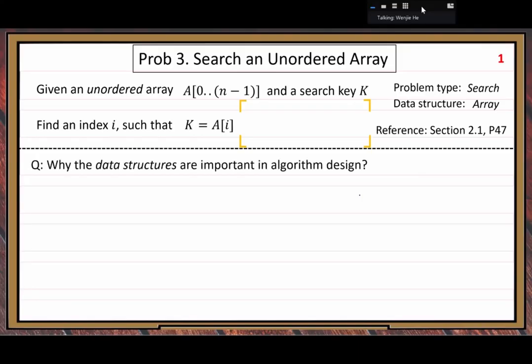Question: why are data structures important in algorithm design? This is a basic question. Why is it so important? In our first class, when we worked on the chessboard question, we learned the idea that data organization is very important, right? The data structure is used to organize your data.